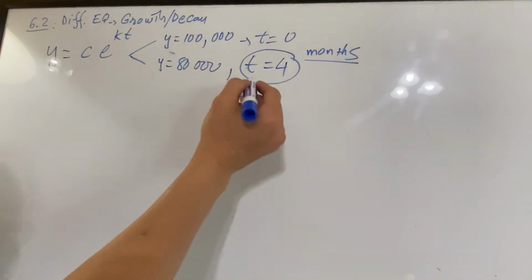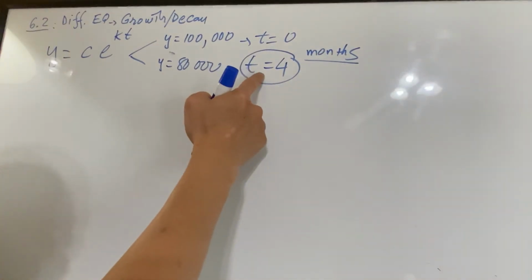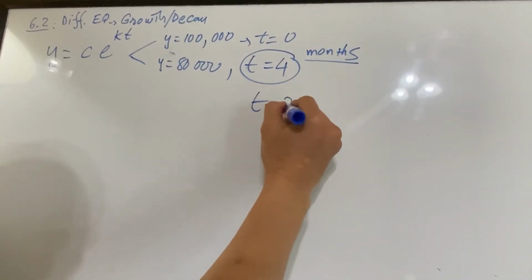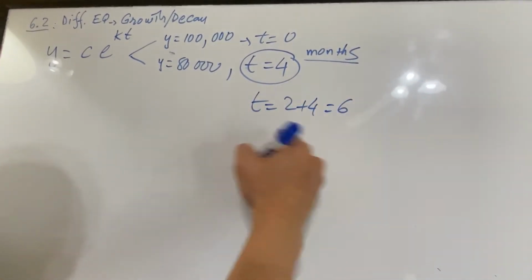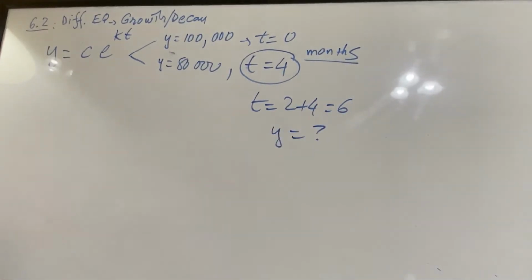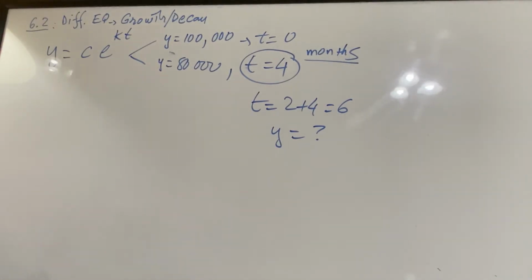So if you keep following like this, how about another 2 months? If already 2 months and go for another 2 months, which is when t is what? 2 plus 4, which is 6. When t is 6, then what is the new dropping units? You have to label them correctly so you can solve for them. So technically right now, you are going to solve for C and you solve for K.